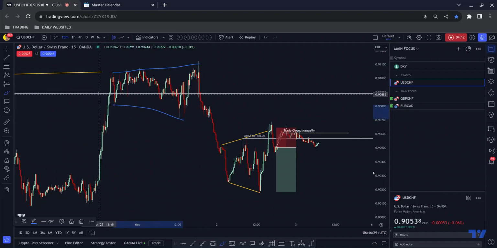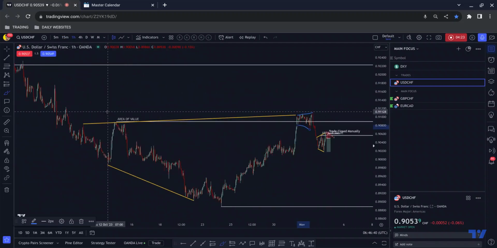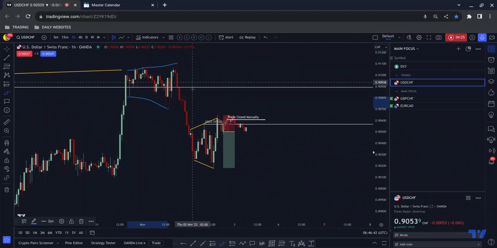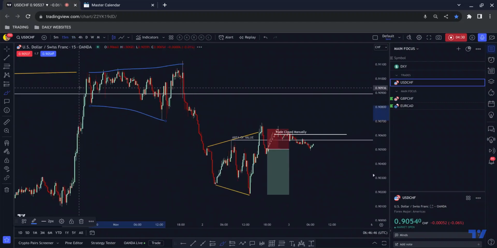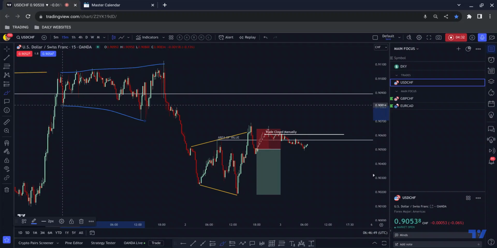These can act as reversals or continuations. But when we have a reversal structure, when we have an expanding pattern at an area of value, more often than not these act as reversal patterns to the downside. And we see that there. And I said we've got the 3 drives. We've got the first drive.